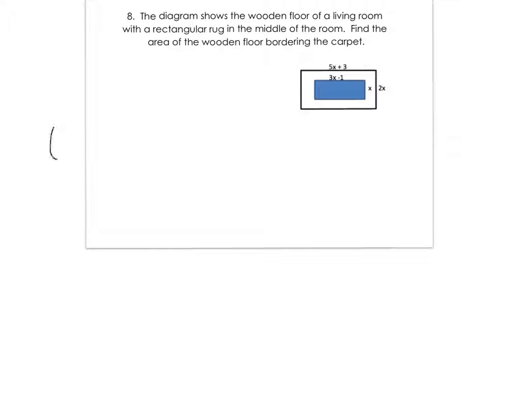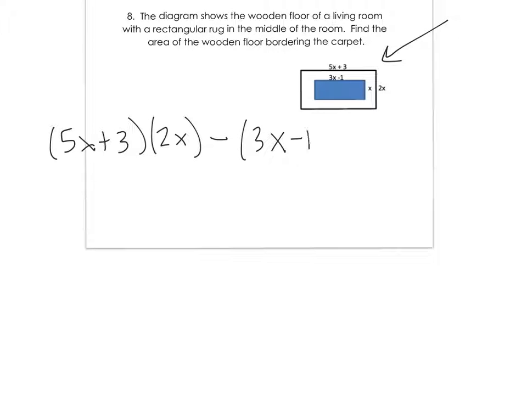So I'm going to start by figuring out length times width of my outer diagram, the wooden floor. So I'm going to take length, 5x plus 3, multiply it by width, 2x. But now I only want that wooden floor, so I'm going to subtract that rectangular rug that's inside that. So I'm going to subtract 3x minus 1 times x, that rug's area. And then I'm going to take 5x times 2x and get 10x squared, and take 3 times 2x and get 6x, and now subtract what I get over here.